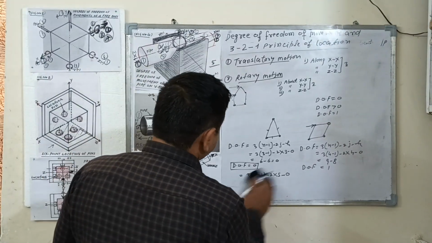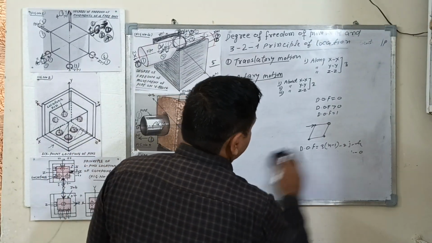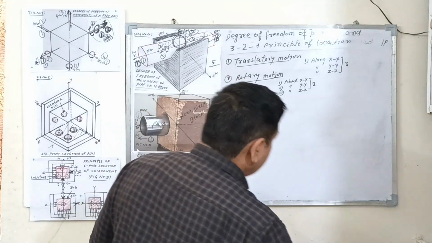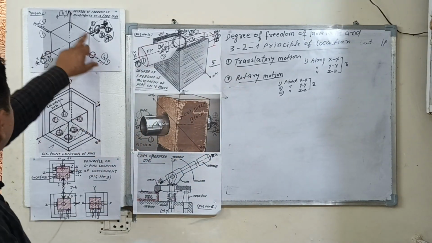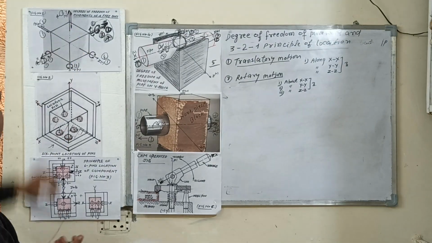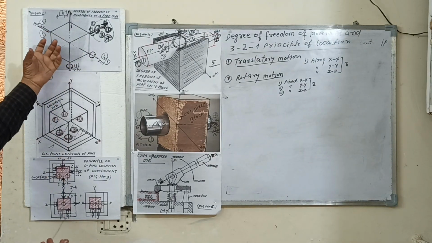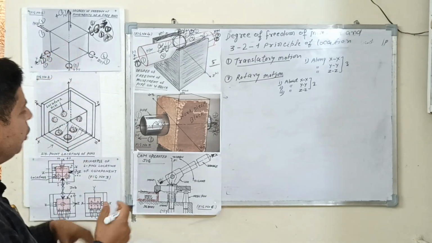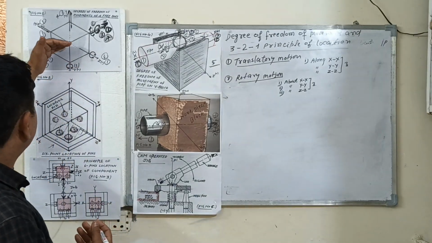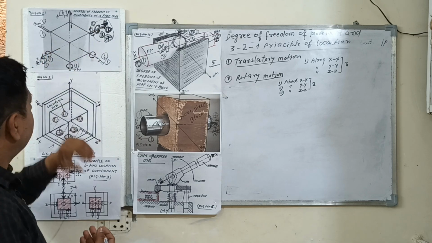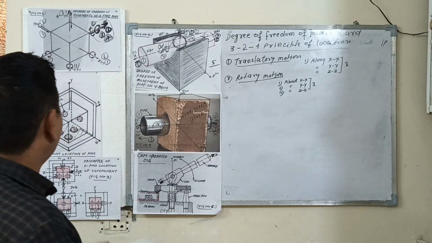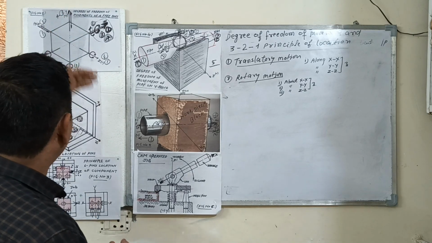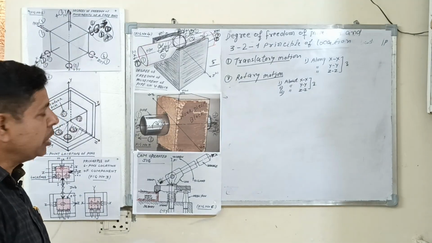So again, you can see this figure. This figure is a cubic form in a space. The figure is moved in a space. This figure has 3 degrees of freedom along the x-axis, along the y-axis, along the z-axis. So this figure is also called the 6 degrees of freedom.